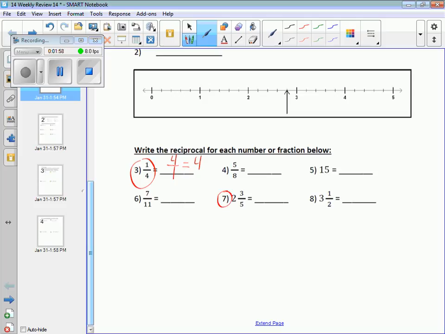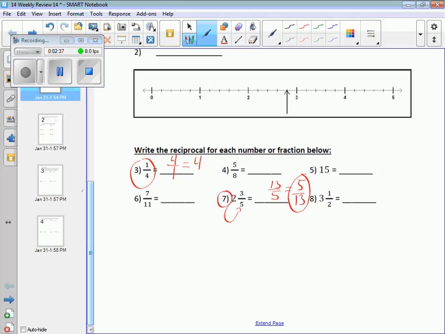With number 7, or any mixed number, you've got to change it to an improper fraction before you flip it. So following the guidelines for changing any mixed number into an improper fraction, we take the whole number times the denominator. 2 times 5 is 10. We add the numerator, which is a total of 13, over 5. However, that's not our answer. That just gets us started. We now have to flip it upside down to make it a reciprocal. And our answer is 5/13 for number 7.